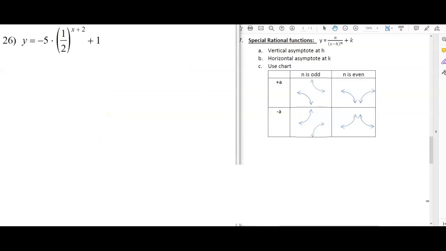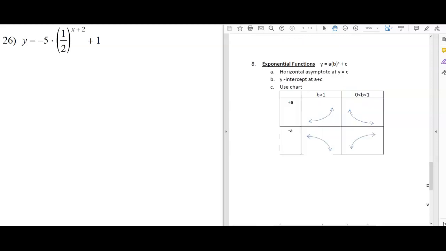All right, let's move on to number 26. We're going to talk about graphing exponential functions now. So the first thing that we're going to do is find our horizontal asymptote, and that will be at c. So in this case, that is 1. So for part A, my horizontal asymptote is at y equals 1.